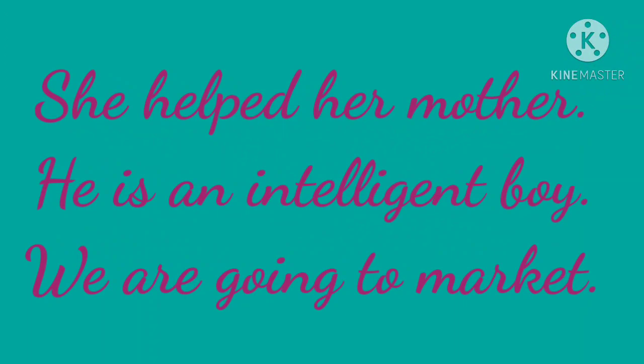Okay, so here we have seen three types of sentences with the use of verb. First sentence: she helped her mother. Here we have only a main verb. She helped her mother. Helped, main verb. There is no helping verb. In another sentence, you can see he is an intelligent boy. Here we have only a helping verb. There is no main verb. And one more example we are going to mark. Here we can see main verb plus helping verb. Both are used. So like this we use verbs in the formation of sentences.